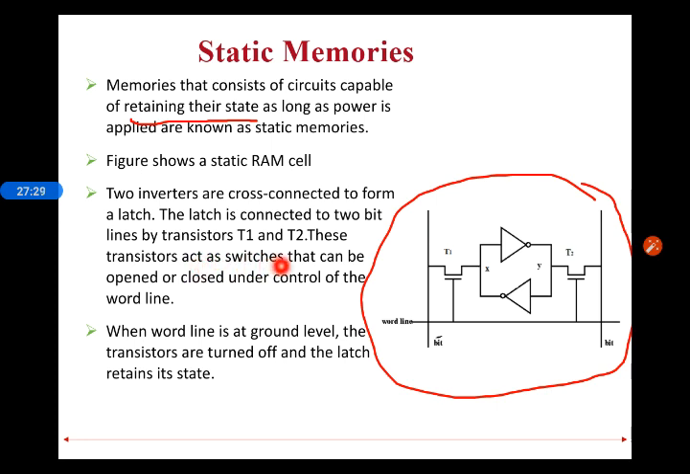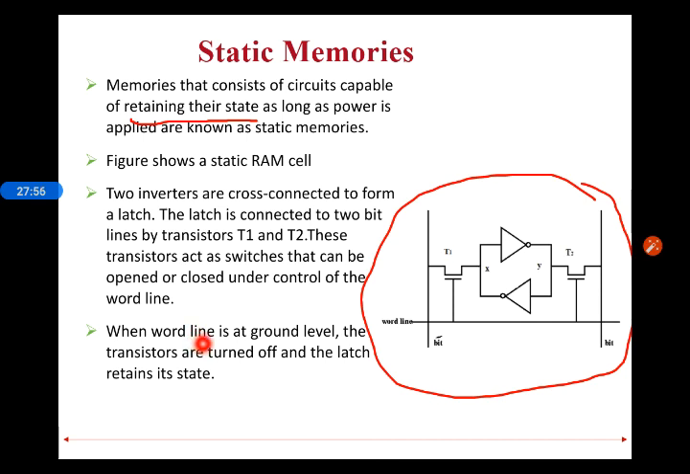What is the role of transistors T1 and T2? They act as switches that can be opened or closed. That is the responsibility of a switch: either it will be opened or it will be closed, under the control of the word line. So we are using these two transistors as switches under the control of this word line. You can see this is the word line.